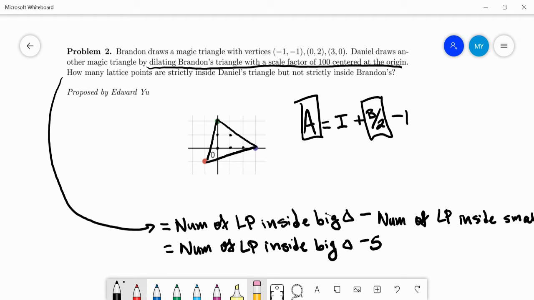To see what I'm talking about, let's switch to a different color and just consider this side. In Brandon's small magic triangle, this side only contains 2 lattice points, because it just contains the 2 vertices. But how do we calculate the number of lattice points when this is dilated by a factor of 100? Well, after the transformation, this blue segment is going to be dilated into something that looks just like it, except with 100 copies of the blue segment.